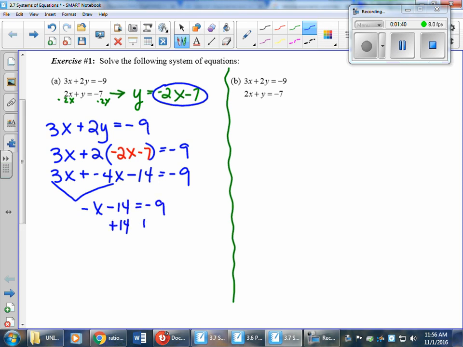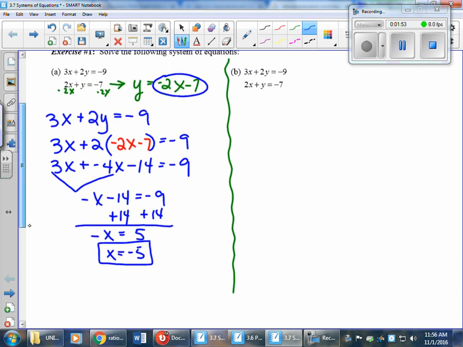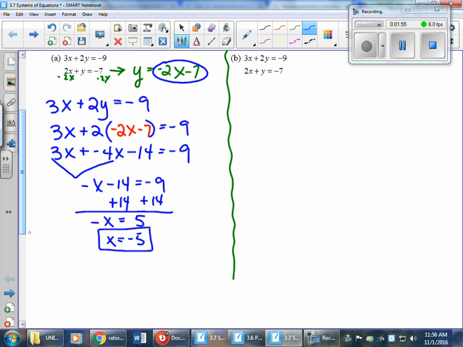Add 14 to both sides. And negative x is equal to positive 5. So x is equal to negative 5. Then I need to make sure at this point I write down both my originals because now I need to solve for the other variable, in this case the y.